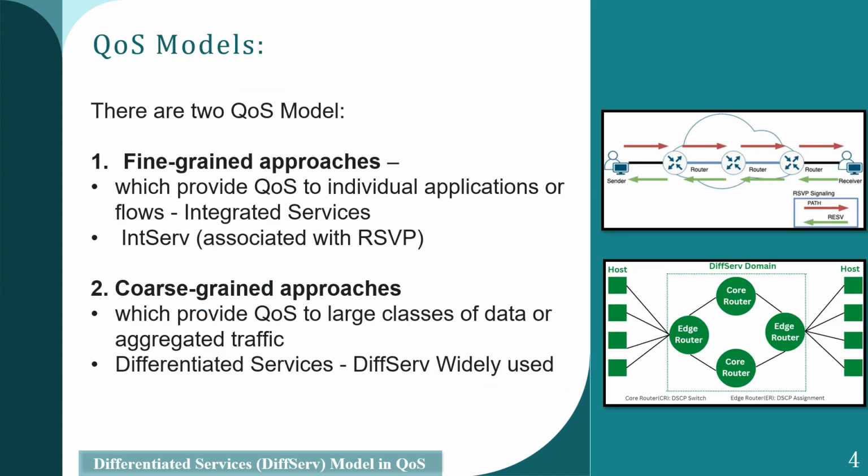There are two types of quality of service models. The first one is IntServ and the second one is DiffServ. IntServ is a fine-grained approach which provides QoS to individual applications or flows, and DiffServ is a coarse-grained approach which provides QoS to large classes of data or aggregated traffic. The first feature is of IntServ and the second feature is of DiffServ.